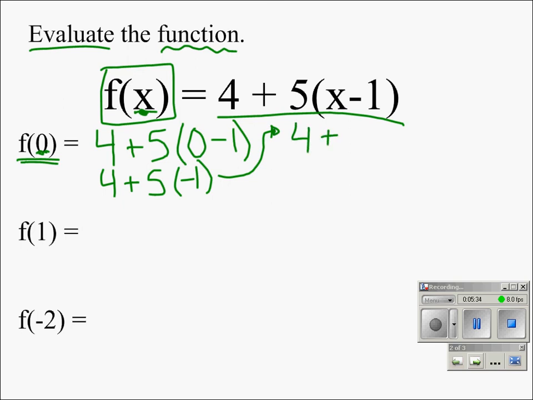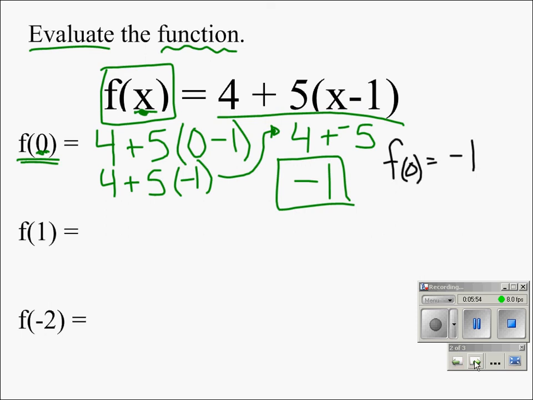And 5 times negative 1, 5 times 1 is 5. A positive times a negative is a negative. Last thing is addition and subtraction. 4 plus negative 5 is negative 1. Okay? So just to write that clearly, f of 0, or the function at the value 0, the answer is negative 1.